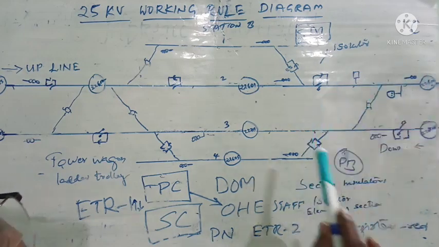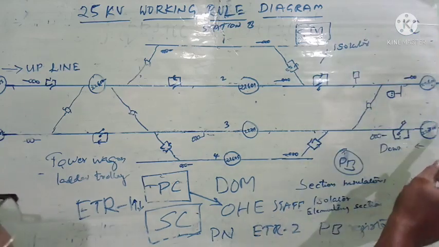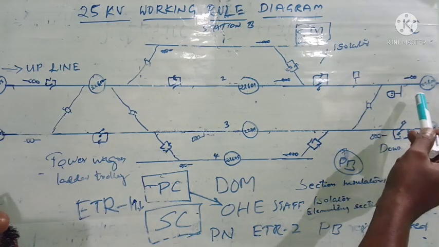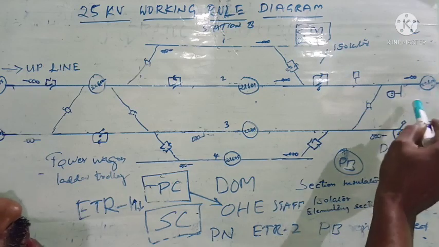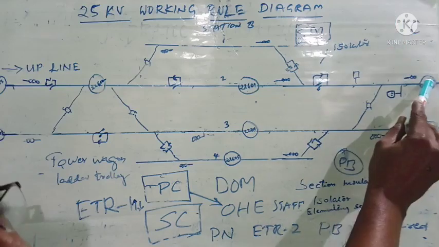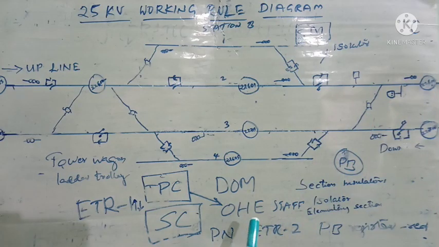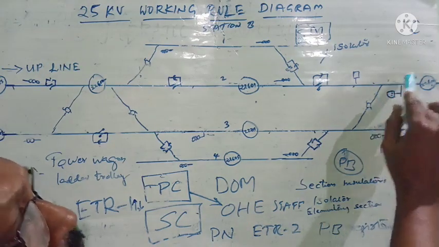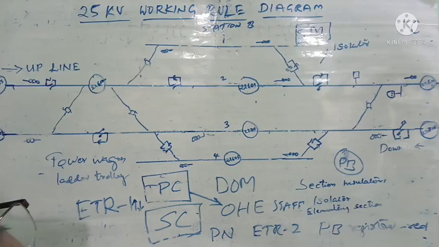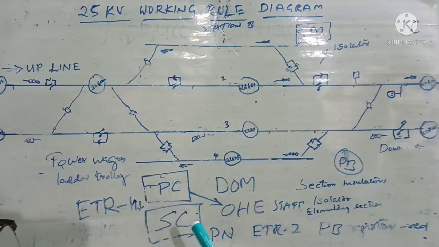What is meant by OHE breakdown? Suppose the OHE has fallen because of a tree fallen on it, or the mast is uprooted, or there is a derailment after which the train hit the mast and the mast has fallen down. In such emergency situations, repair work has to be undertaken, so emergency power block will be taken. Sometimes the pantograph of the train engine gets entangled with the OHE line. In that case also, the emergency power block has to be taken.